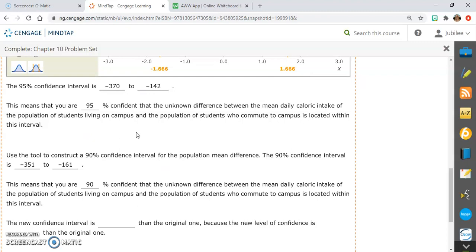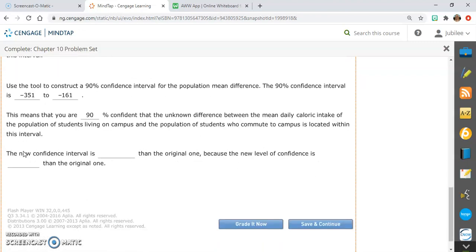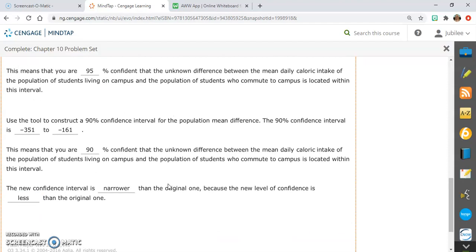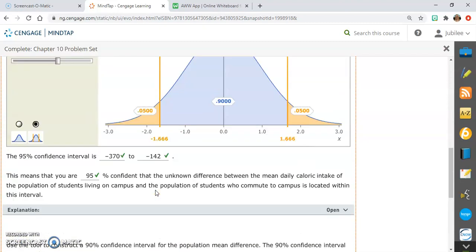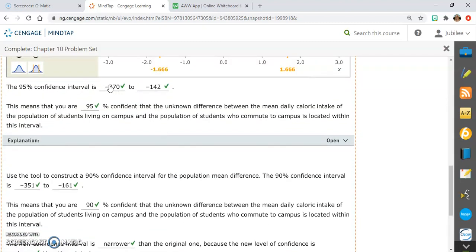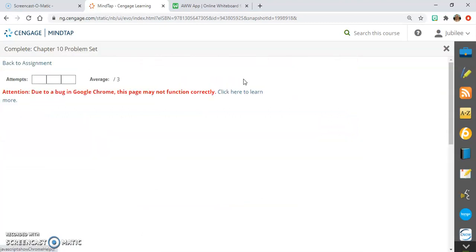Now, if you look at the numbers, you'll notice that the 95% confidence interval is bigger, right? And so the new confidence interval is narrower than the original one because the new level of confidence is less than the original one. Now, let me see if I got them right, hopefully. Yeah, I got everything right. Now, one thing that you want to look for is you want to make sure that your range does not include 0. If it includes 0, then it includes my null hypothesis, which leads me to question 11.